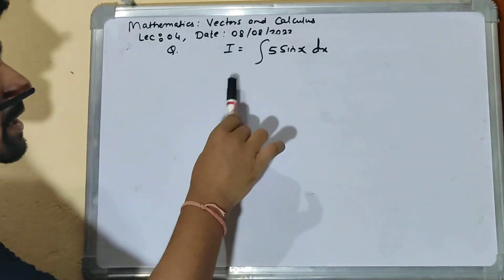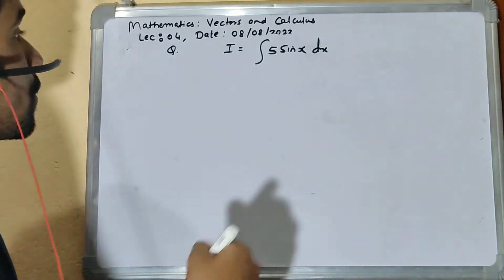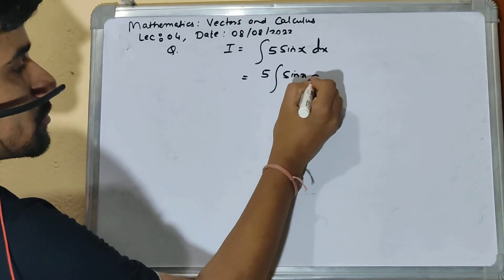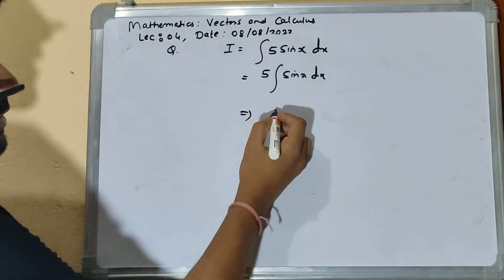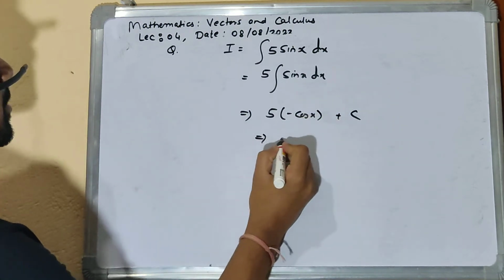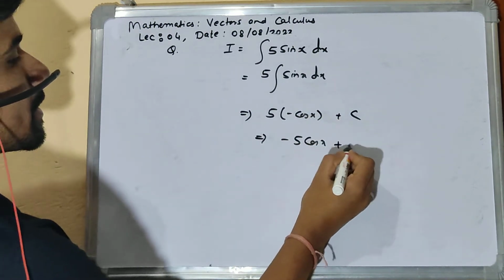So the next problem is the integration of 5 sin x dx. 5 is again a constant which can be brought out. So it is the integral of sin x dx, and we know the integral of sin x is minus cos x plus c. So this is nothing but minus 5 cos x plus c.